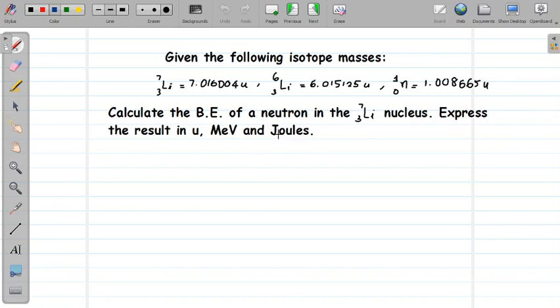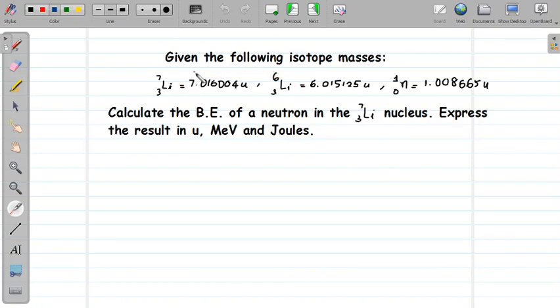Let us try to do this problem. So if we look closely at the given data, you can understand that we are given the masses of 3 different entities, and the binding energy of a neutron in lithium-7 is asked to find out. You can clearly understand that when lithium-6 and a neutron combine together, lithium-7 is formed, because a neutron is in excess in lithium-7 when compared with lithium-6. So these two entities, lithium-6 and neutron, on combining together will give you lithium-7.